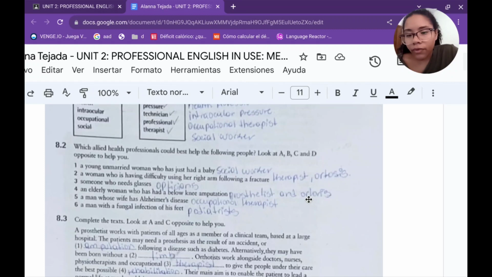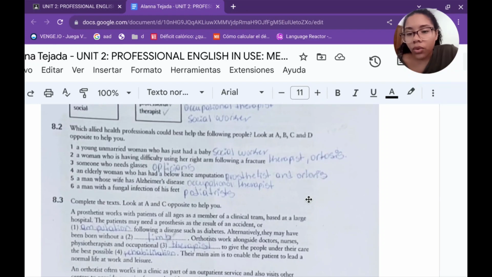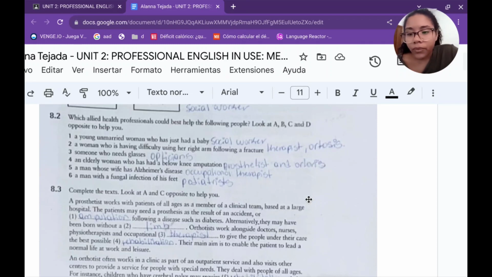Which allied health professional could best help the following people? Look at A, B, C, and D opposite to help you. A young unmarried woman who has just had a baby: social worker. A woman who is having difficulty using her right arm following a fracture: occupational therapist, orthosis. Someone who needs glasses: optician. An elderly woman who has had a below knee amputation: prosthetist and orthotist. A man whose wife has Alzheimer's disease: occupational therapist.